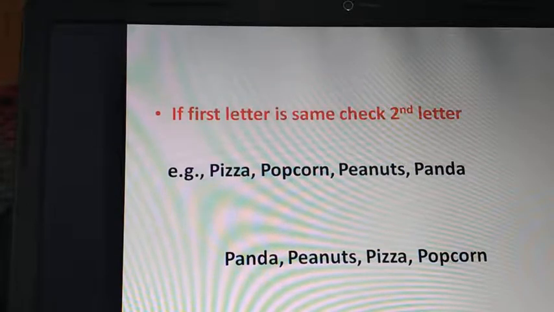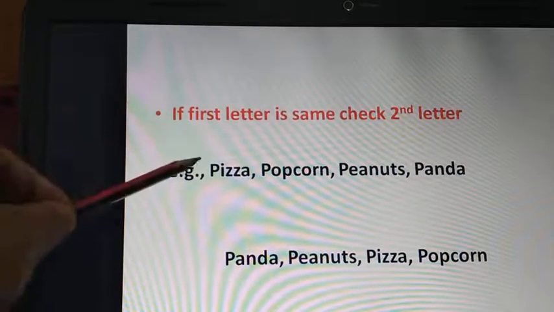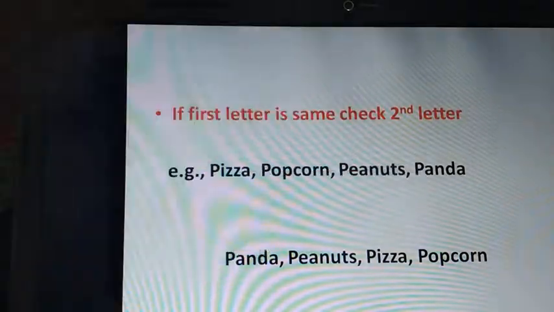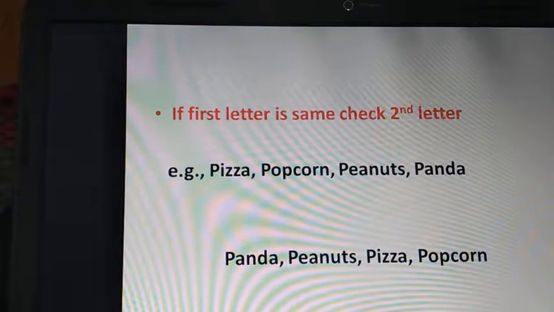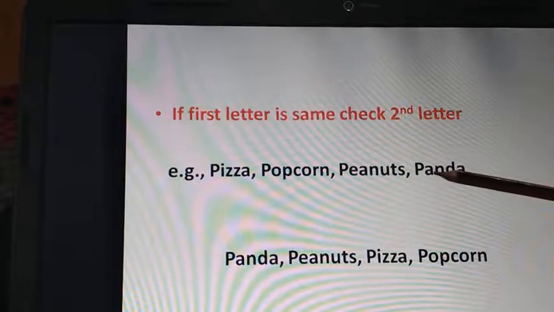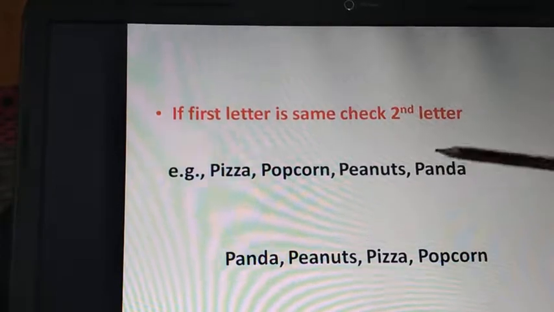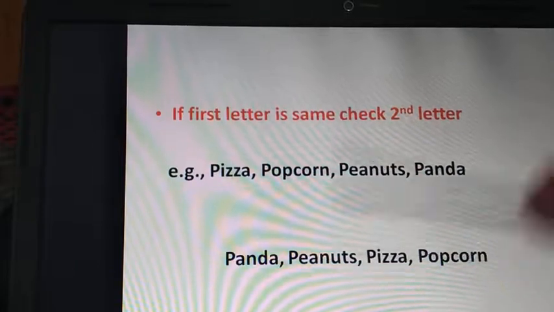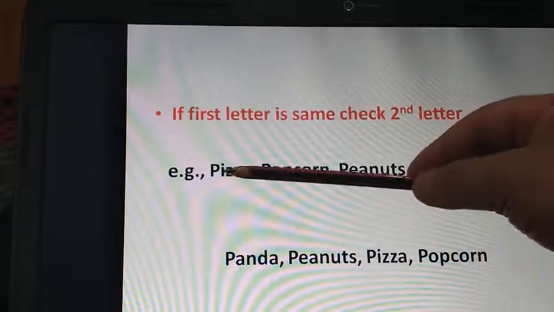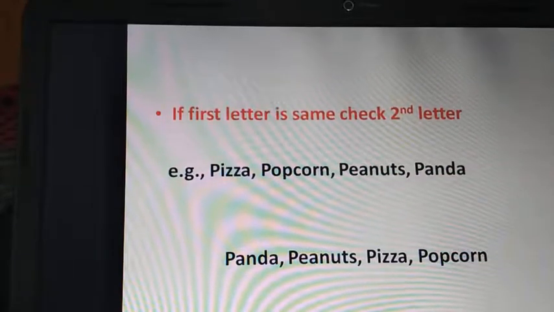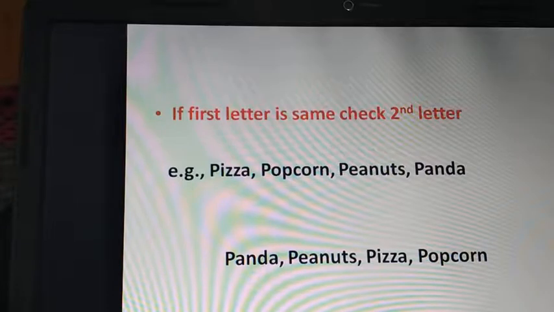Here we have to check the second letter. In this one I is the second letter, in this O, in this E, in this A. And the words whose second letter comes earlier in alphabetical order, we will place in the first position. Naturally, panda's second letter A comes first in alphabetical order. Panda will occupy the first position. After this E, so peanuts in the second position, after this I, therefore pizza at the third position, after this O, therefore popcorn at the last position.